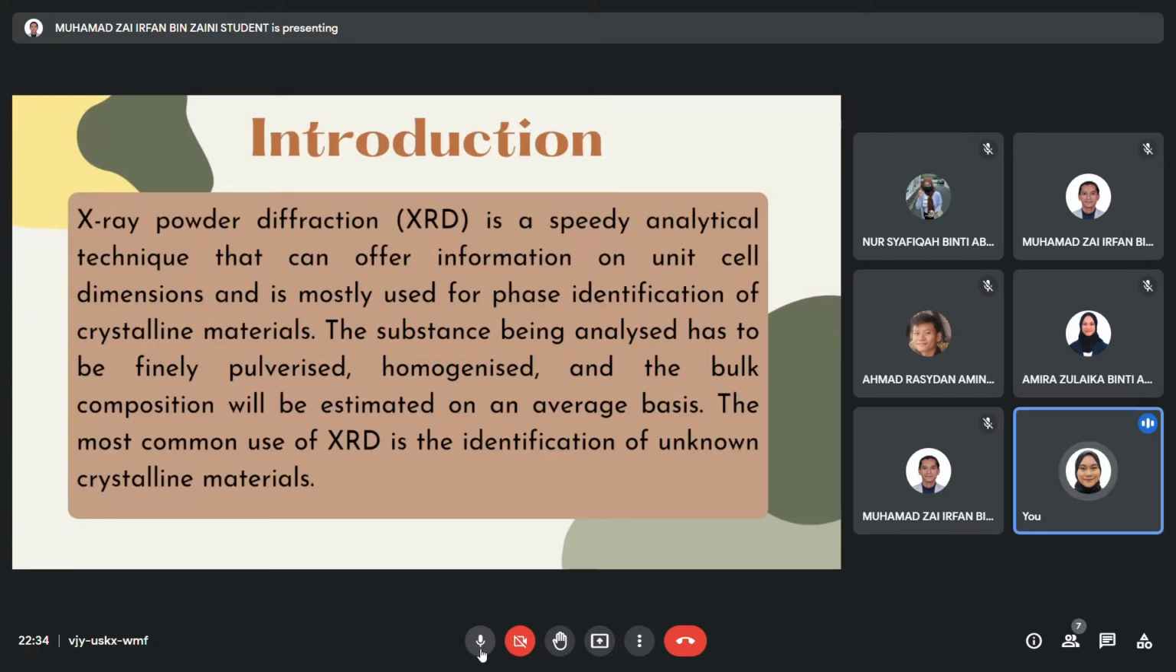X-ray powder diffraction, also known as XRD, is a speedy analytical technique that can offer information on unit cell dimensions and is mostly used for phase identification of crystalline materials. The substance being analyzed has to be finely pulverized, homogenized, and the bulk composition will be estimated on an average basis. The most common use of the XRD method is the identification of unknown crystalline materials. Next.